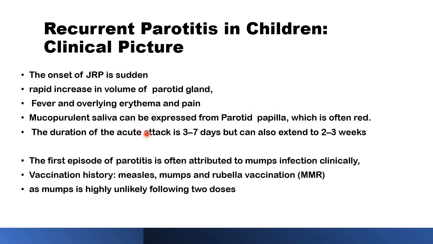The acute episode would last anything between 3 and 7 days, but this can extend up to 3 weeks in some severe forms. Often, the first episode of the parotitis is attributed to mumps before the true nature of the disease is diagnosed. In areas where there is widespread vaccination against measles, mumps, and rubella, the MMR vaccine, the incidence of mumps is now next to 0. It's highly unlikely that the children will be affected by mumps after 2 doses of the triple vaccine.